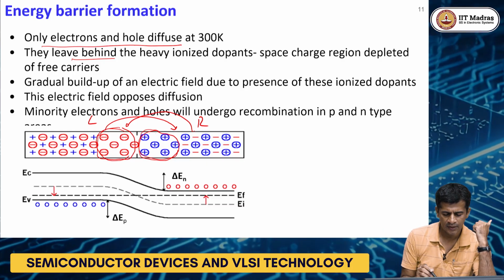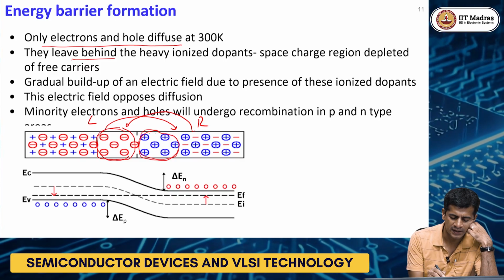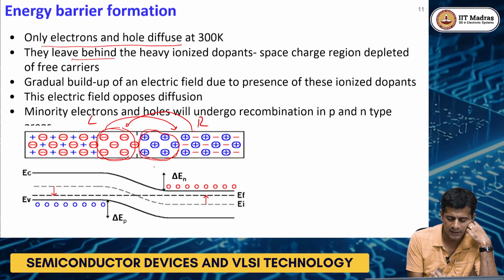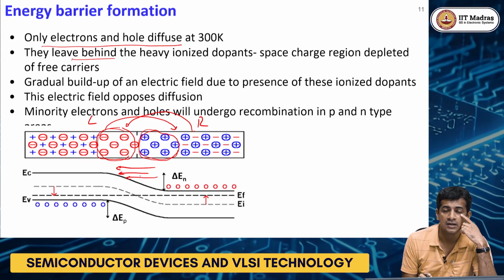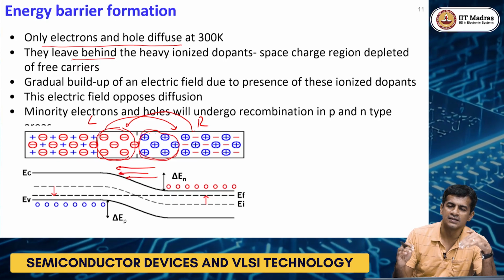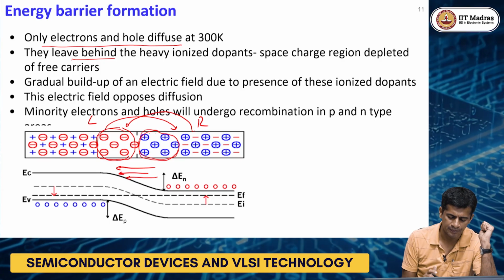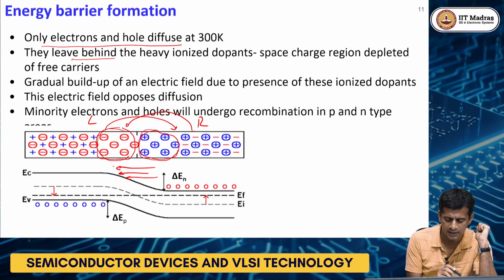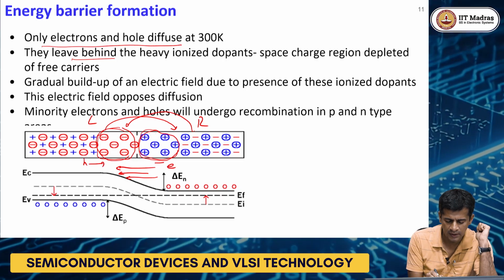Now what is the direction of the electric field? The electric field starts from a positive charge and terminates on a negative charge. That means all the electric field lines are in this direction. If there is more and more diffusion, there will be a slow buildup of electric field. This direction of electric field is in this direction, while the holes are moving in this direction and the electrons are moving in this direction.